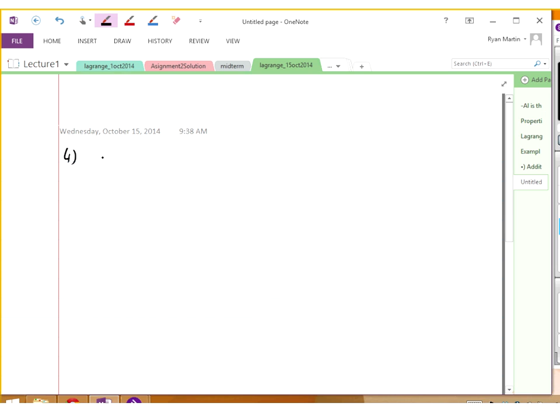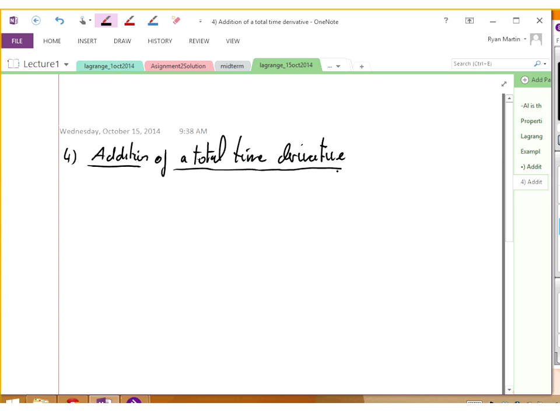The fourth property is addition of the total time derivative. And a lot of these properties may seem very trivial, but we'll use them later. So that's why we go through them all.